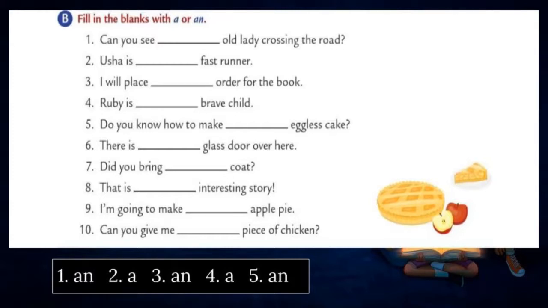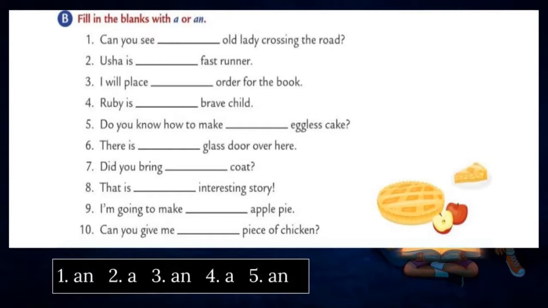Let's move to the second one. Usha is dash fast runner. And we know that fast runner, fast is also an adjective, and the first letter is F. It is a consonant. So we should use a. Usha is a fast runner.